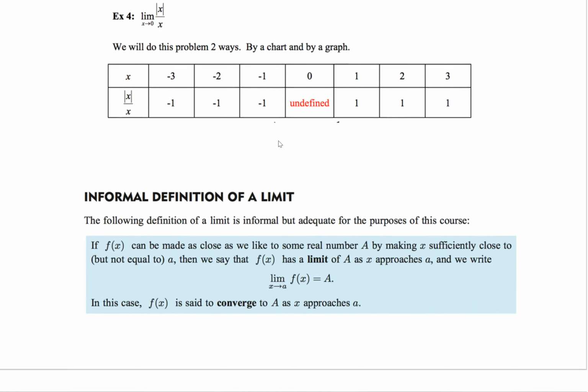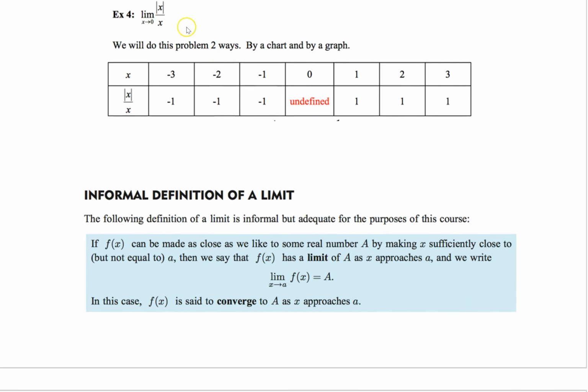Let's do one more of these. Limit as x approaches 0 of absolute value of x over x. Now look what's going on here. So again, notice how we're getting close to 0. That's what I care about. So here's 0. Let's go for 0 from the left, below. Look at it, they're all -1. So my limit's -1.